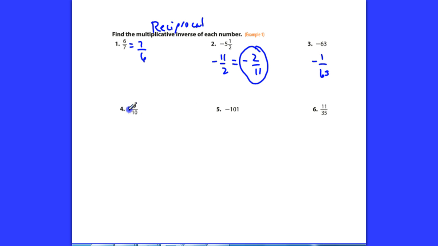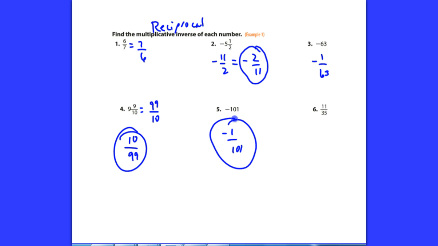How about this one? You're going to change that one. I hope you're saying yes. 9 times 10 is 90 plus 9. That equals 99 over 10. So the reciprocal is 10 over 99. Right? This one would be -1 over 101. And this one would be 35 over 11.